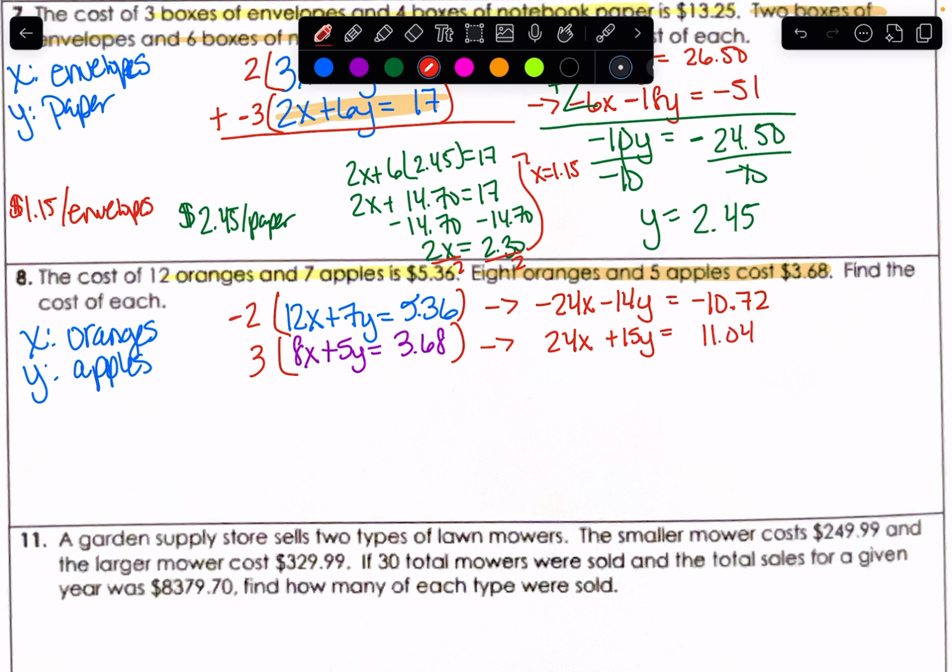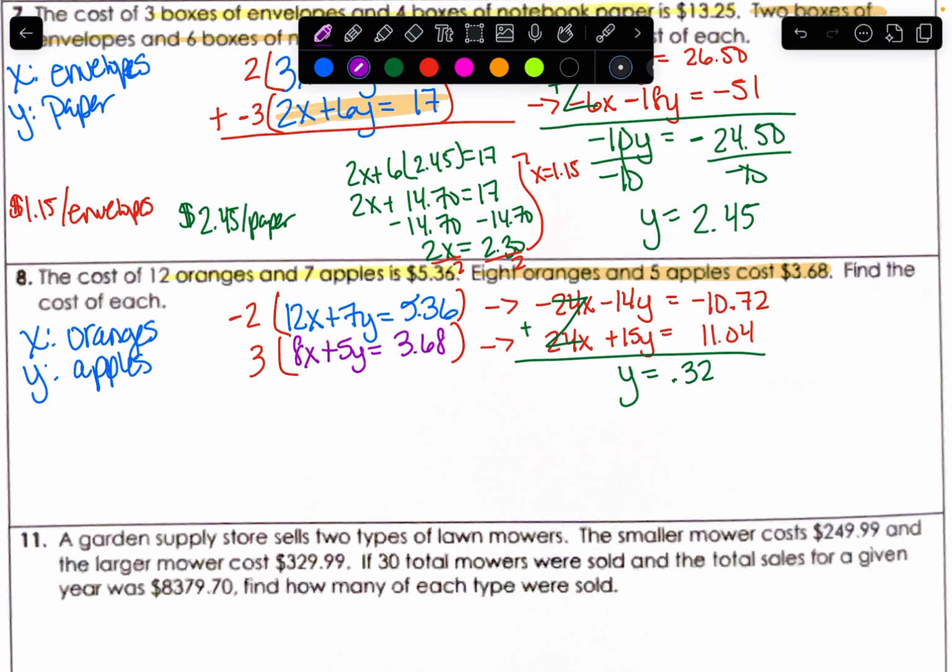So now we can go ahead and solve for y. So we're going to add these together. Negative 24x plus 24x zeros out. Negative 14y plus 15y just gives me y. And then negative 10.72 plus 11.04, I'm sorry, is 32 cents. All right, so apples is 32 cents.